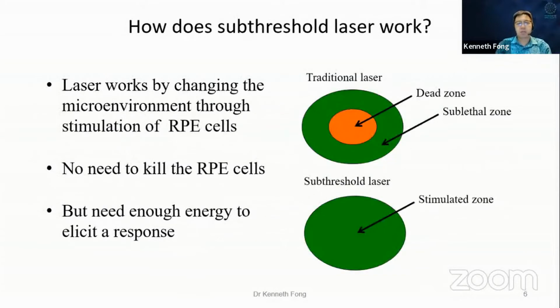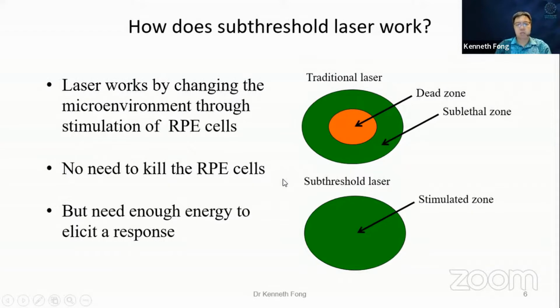So how does subthreshold laser work? It works by changing the microenvironment through stimulation of RPE cells. If you do a traditional full fluence laser, you kill the RPE cells, and you have a dead zone and a sublethal zone. The dead zone is where you see the initial white burn, and the sublethal zone is where the burn will extend to over time as a scar.